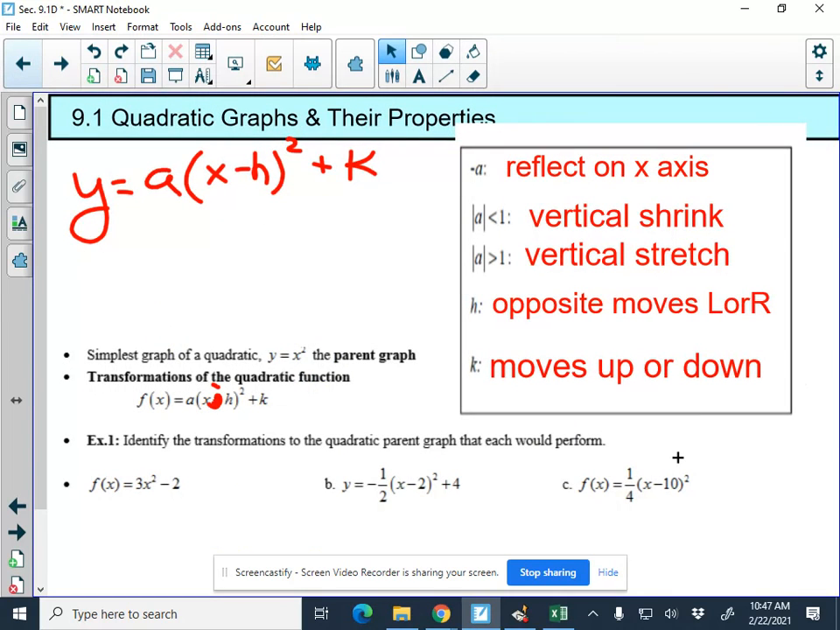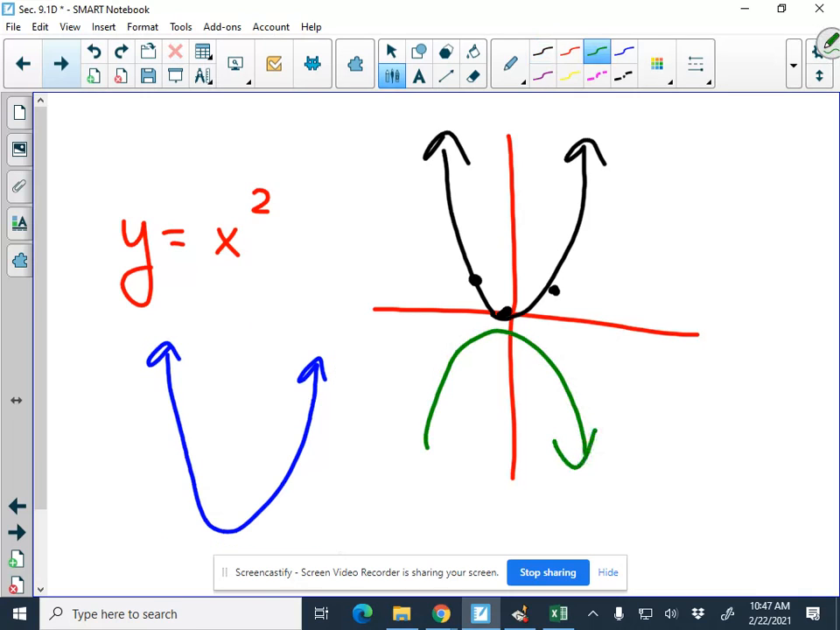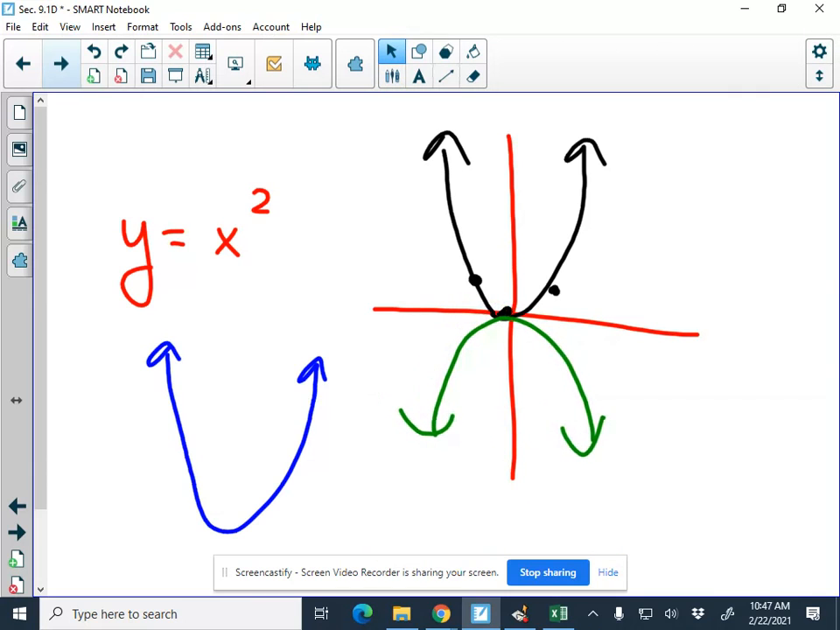So first of all, the first thing is the negative. If you see a negative on the a, in other words, whatever number's in front, with this a, we call that a reflection on the x-axis. What does that mean? That means it goes from being a parabola that opens up to a parabola that opens down. A reflection takes the parent, the black parabola, and flips it to the green parabola there.